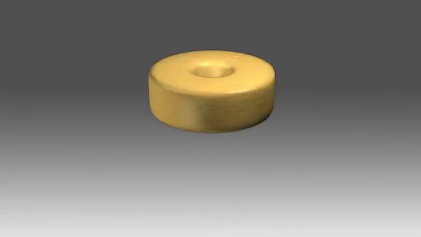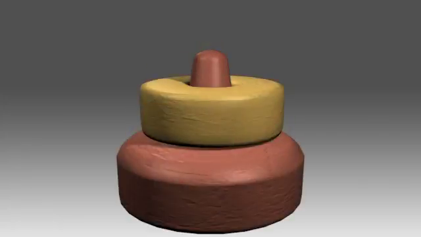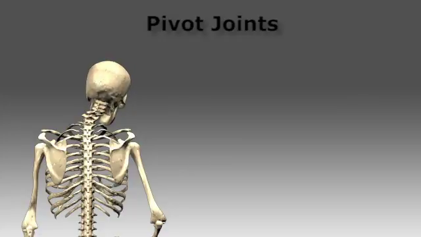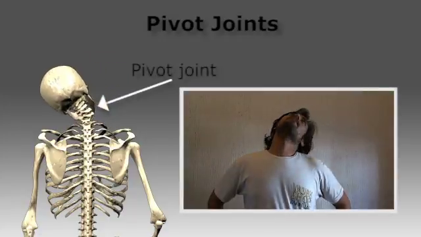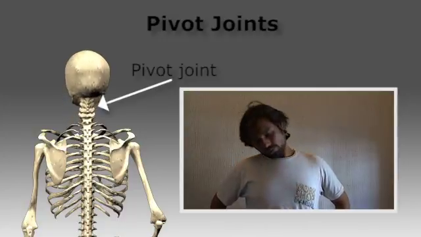In some joints, one of the bones resembles a ring and the other bone is a long, round one that fits into that ring. The bones are able to rotate around each other in this type of joint. Such joints are called pivot joints. A pivot joint is found between the first two vertebrae of our backbone, where the neck joins the head.